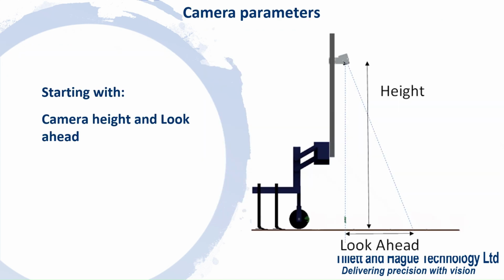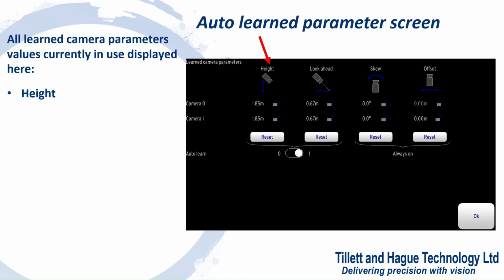The first two columns of learned camera parameters are height and look ahead as per the diagram on the right. Height being measured from the ground level to the camera lens, and look ahead being the forward angle to the centre of the field of view as depicted by the blue crosshairs when the guidance system is in manual mode. Automatic learning of these parameters can be turned off using the touch toggle, which will disable or enable automatic adjustment of camera height and look ahead.